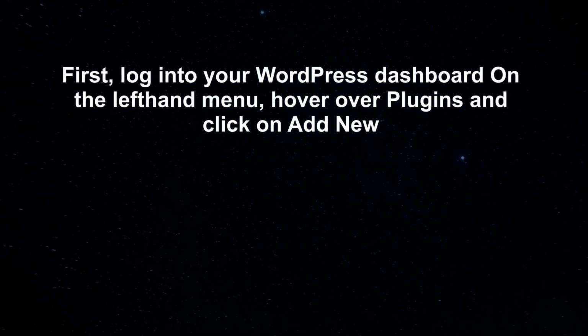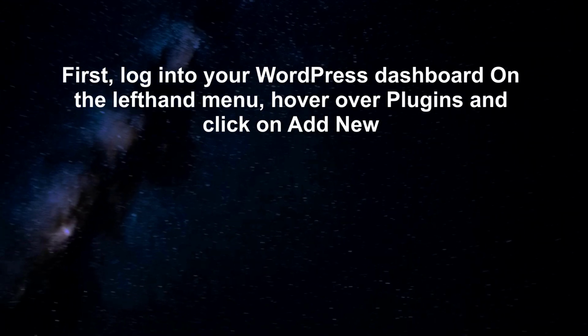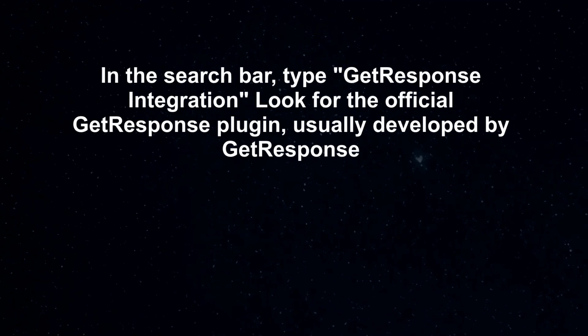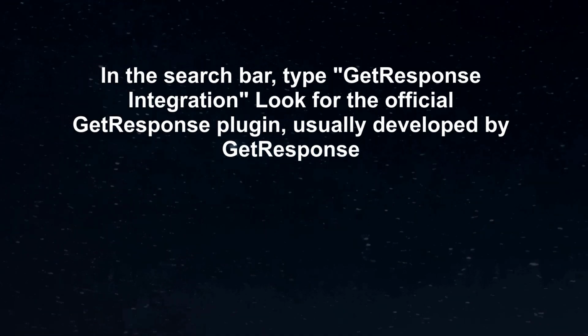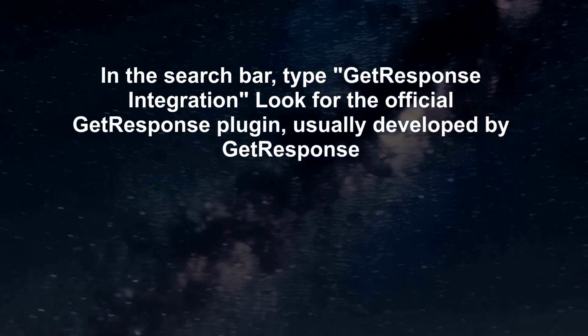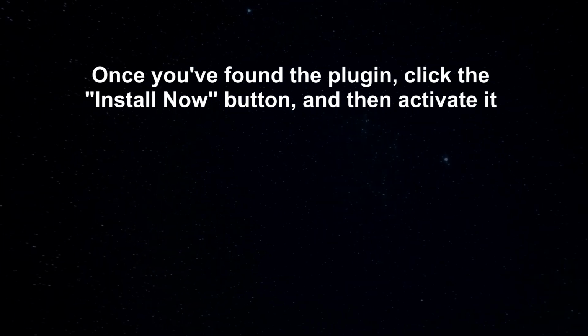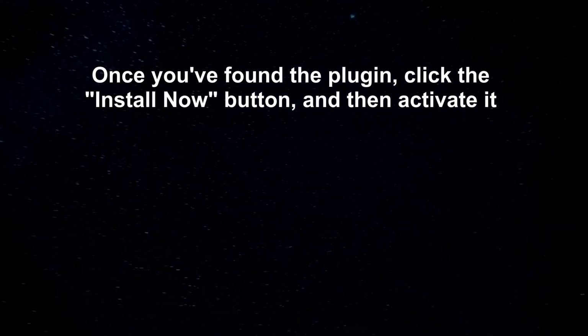First, log into your WordPress dashboard. On the left-hand menu, hover over Plugins and click on Add New. In the search bar, type GetResponse integration. Look for the official GetResponse plugin, usually developed by GetResponse. Once you've found the plugin, click the Install Now button, and then activate it.